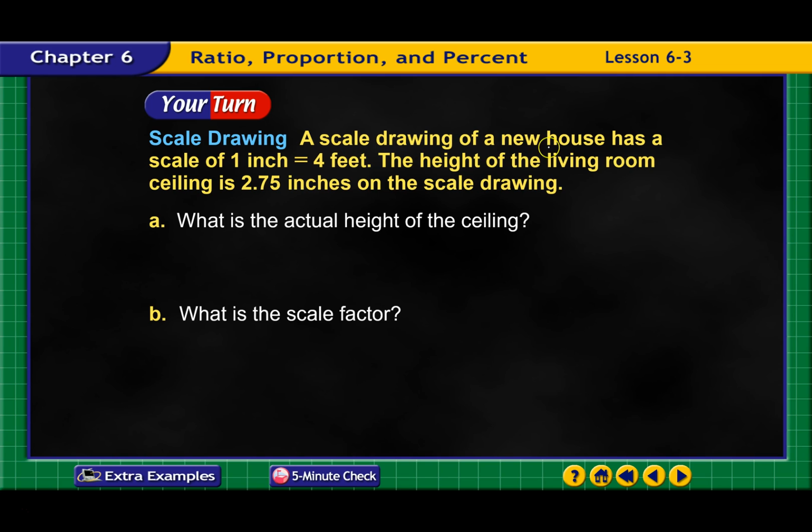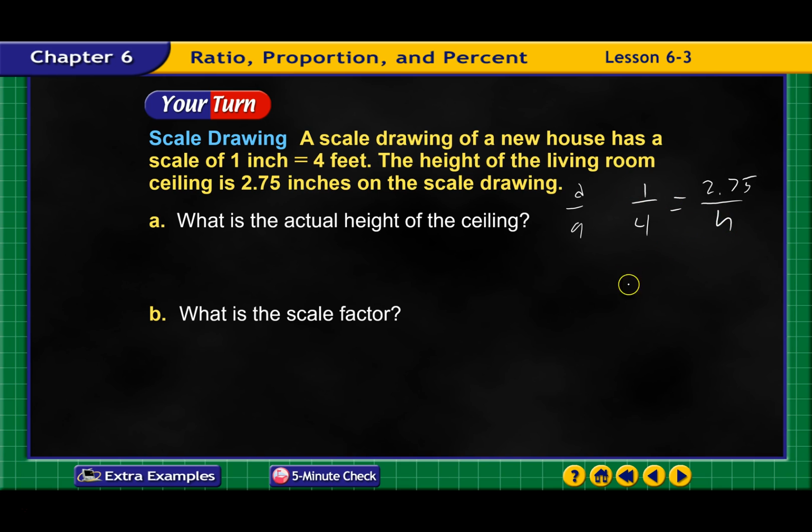All right, so a scale drawing has a house with a scale of 1 inch per 4 feet. The height of the living room ceiling is 2.75 inches. Okay, so we're going to do drawing over actual, making sure I get this right. The drawing is 1 inch over 4 feet is the actual, and that's 2.75 inches over an actual of, so they're looking for a height.